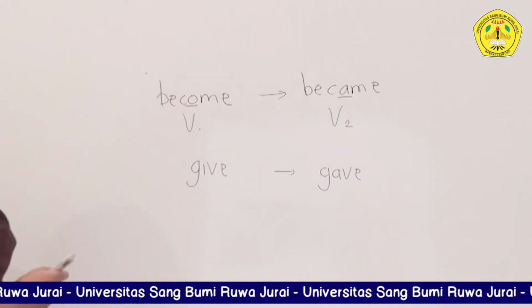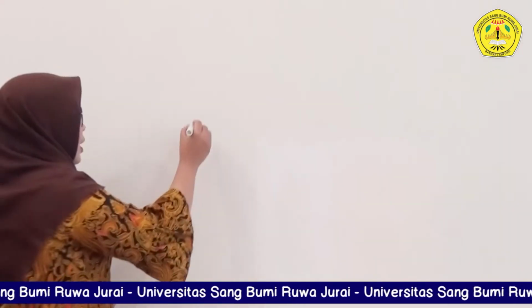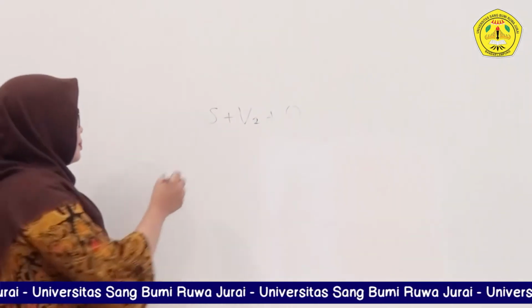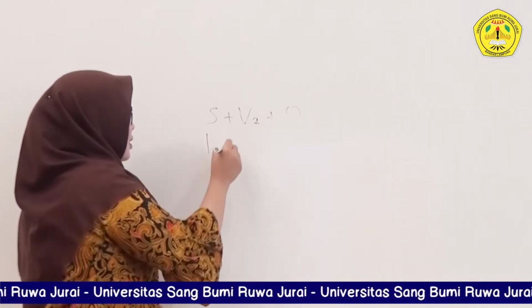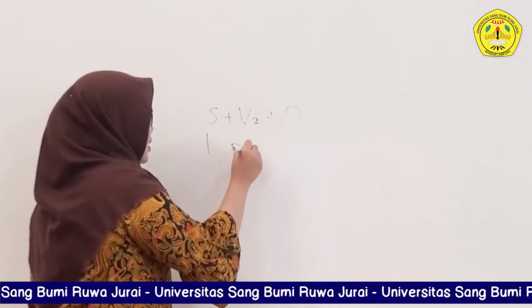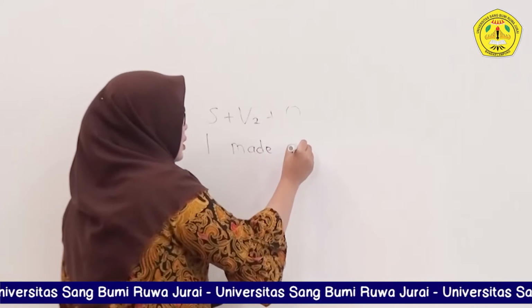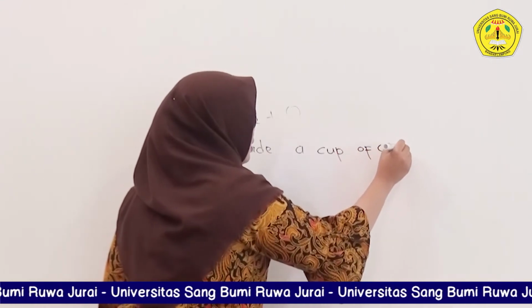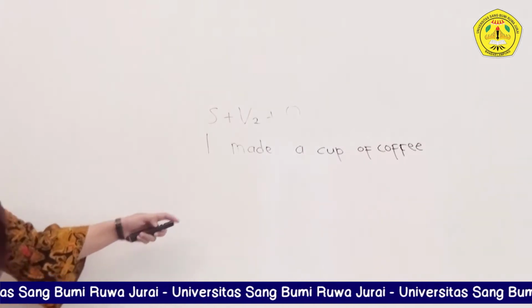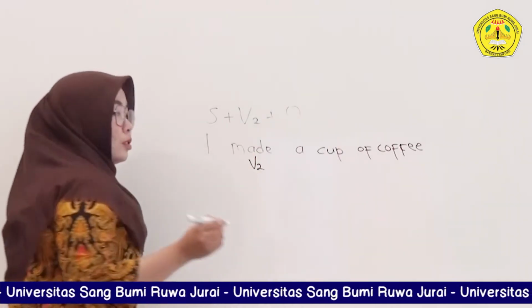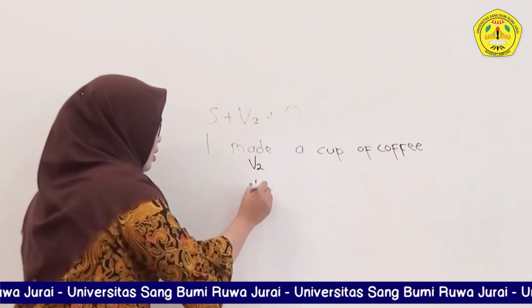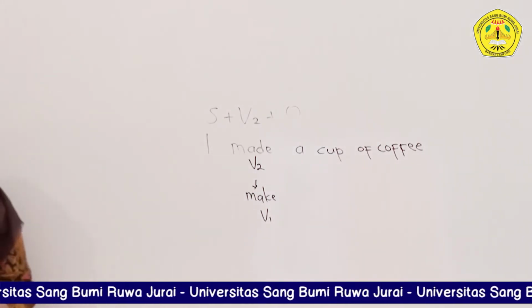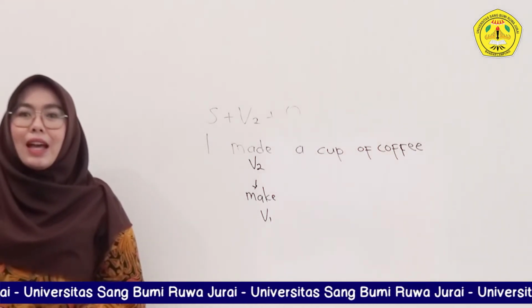And then, I will give you the example. Okay. The formula, subject plus verb 2 plus object. For example, I made a cup of coffee. Okay, made here is a verb 2. If you want to change it, it becomes make in verb 1. It means the sentence uses irregular verbs, or kata kerja yang tidak beraturan.